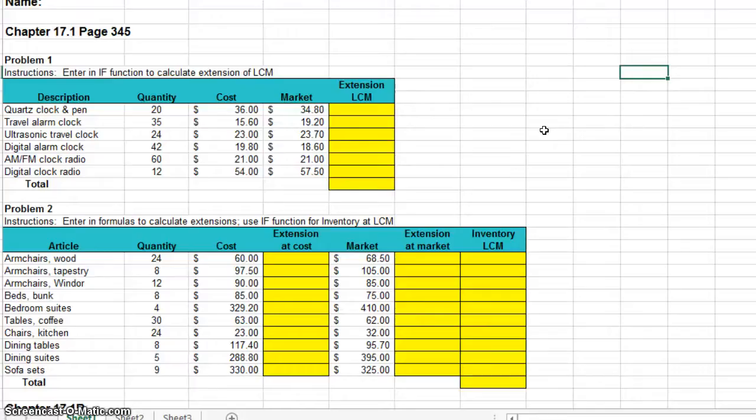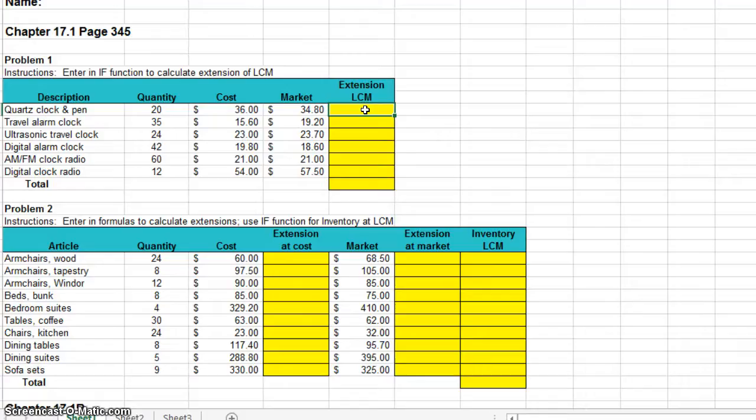Cost price means the cost that the business paid for a particular item when they first purchased it to put in their inventory, and the market price would be the price that they would see on the most current price list that they happen to be looking at. And so lower of cost or market simply means that you're going to take the lower of the two prices, cost or market, and multiply it by the quantity that you have on your shelves in the business. So extension simply means to multiply.